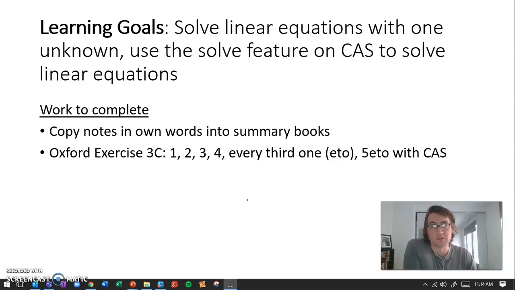The goals of this lesson are to solve linear equations with one unknown and to use the solve feature on CAS to solve your equation for you. The work you need to complete in this lesson is copy down some notes in your own words into summary book and then Oxford exercise 1C. Those questions just there. There's a fair few of them.